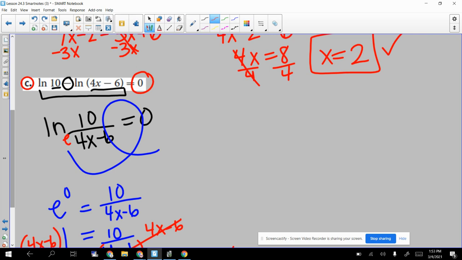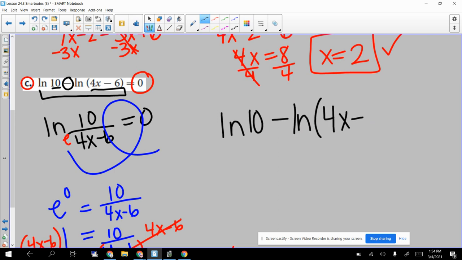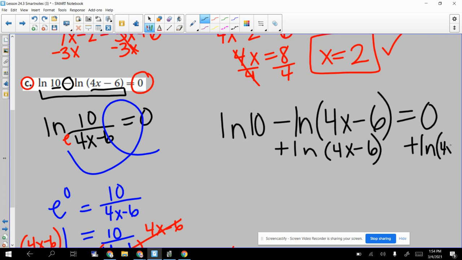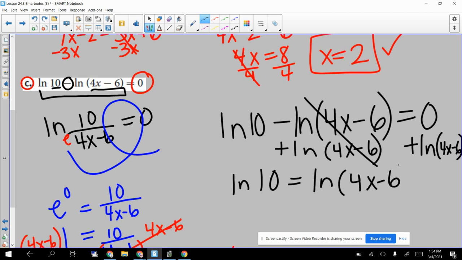Okay. Now, the other way I was going to say real quick that you guys could do this as well is you could use our other method, which would be natural log of 10 minus natural log of 4x minus 6 equals 0. Because it's equal to 0, you could just add this over. Okay? Only because this other side was 0, though. Okay, so then you would have natural log of 10 equals natural log of 4x minus 6 would be on the other side because we added it over.